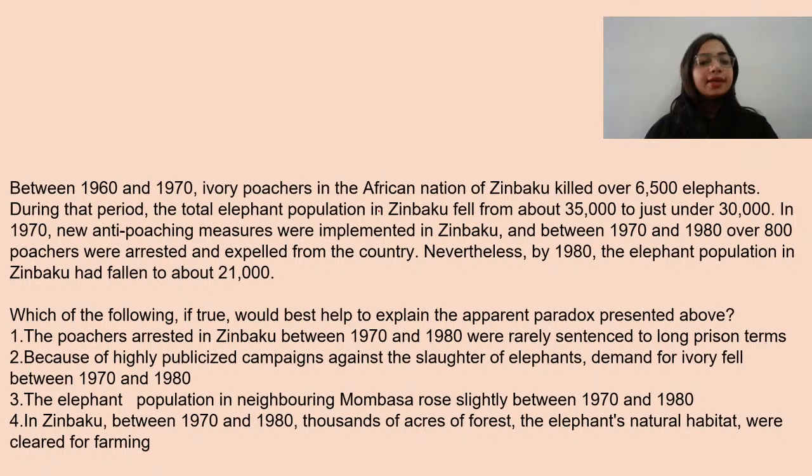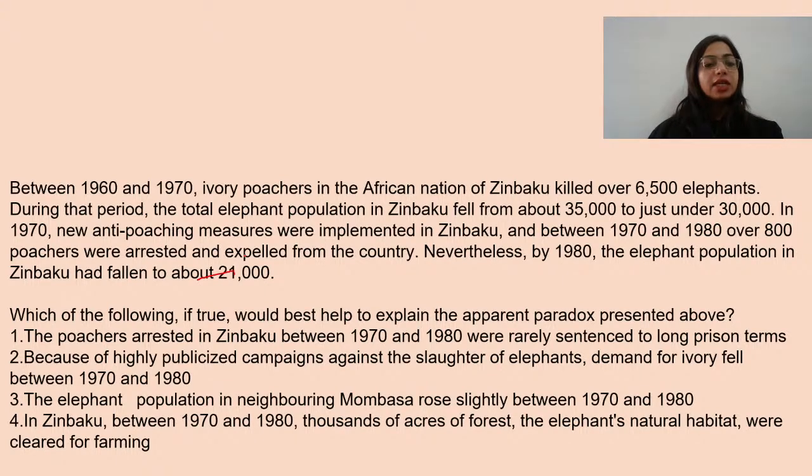So the question is saying that between 1960 and 1970, ivory poachers in the African nation of Zimbabwe killed over 6,500 elephants. So these are the ivory poachers in Africa, and they killed over 6,500 elephants. During that period, the total elephant population fell from 35,000 to just under 30,000. So although they killed 6,500 elephants, the total elephant population fell by just 5,000.